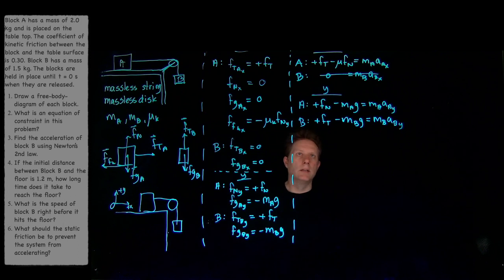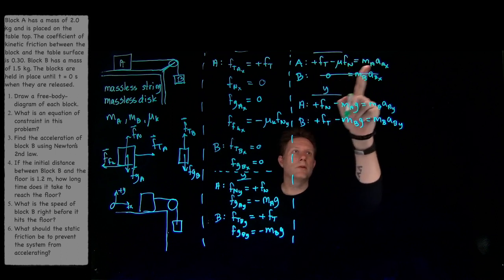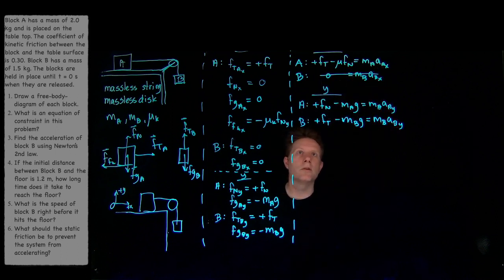Okay. So now we can count how many unknowns we have. We're solving for the acceleration. The tension force is not known, the normal force is not known, the three accelerations are not known. So we have five unknowns and three equations. This is not in our favor. So that means we need to go into the next step, and that's the equation of constraint.